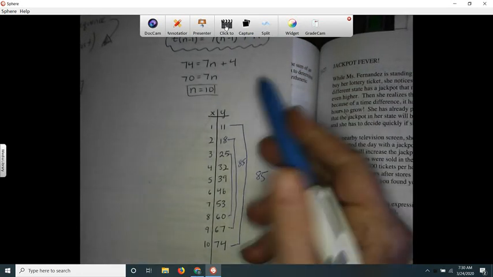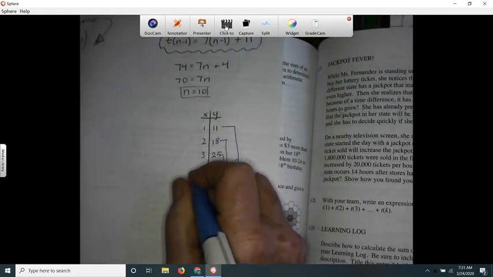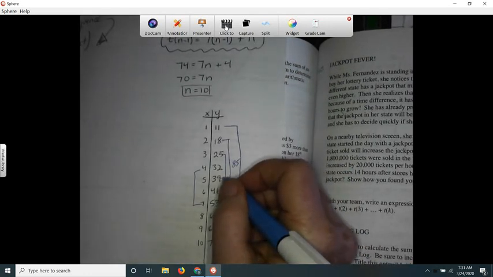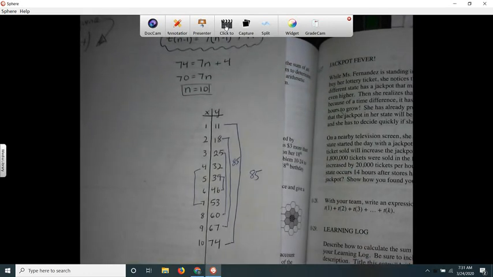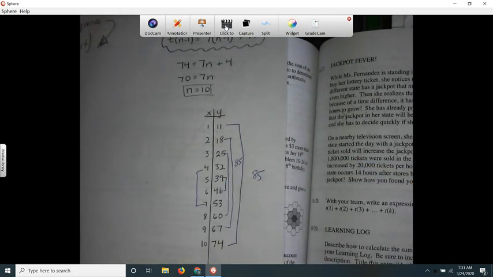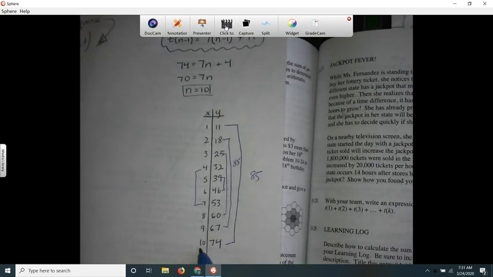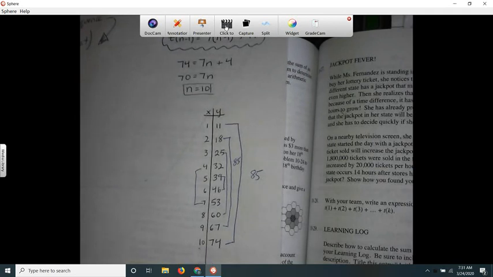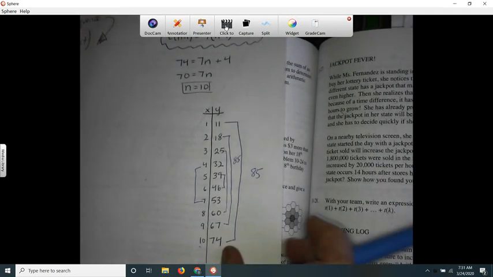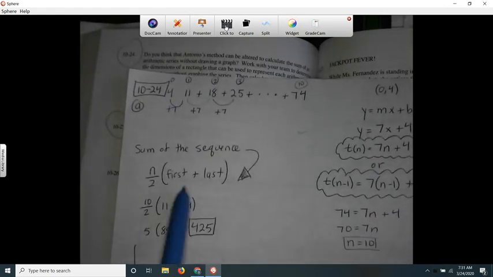Every single one of these little pairs, like this one and this one, they all add up to 85. So if I wanted to add up the series, I could go 85 plus 85 plus 85 plus 85 plus 85. Or in other words, there are 5 pairs of 85. So all I have to do is go 5 times 85. Let's show how that works, because this is a formula you can use for any series.